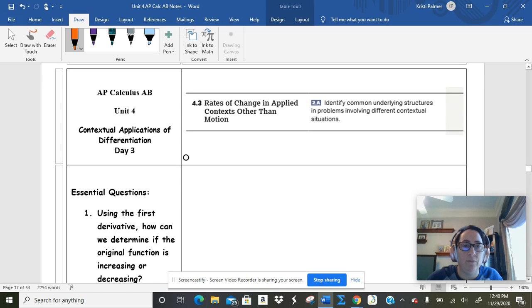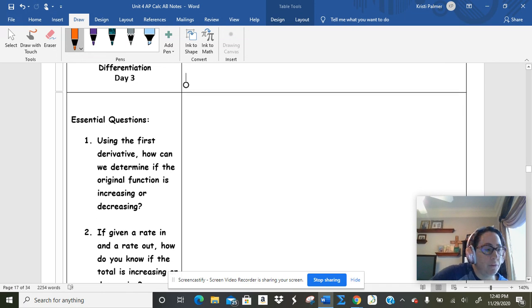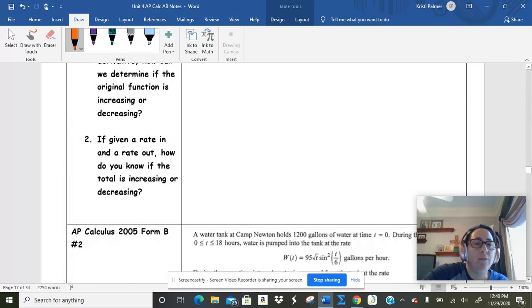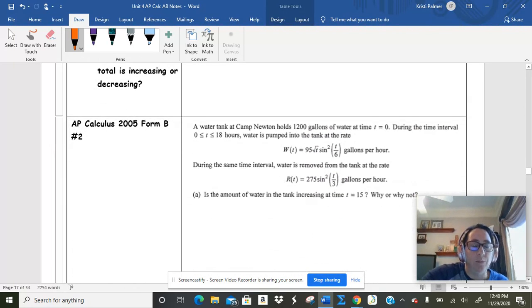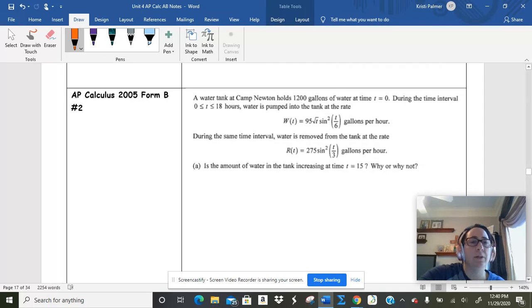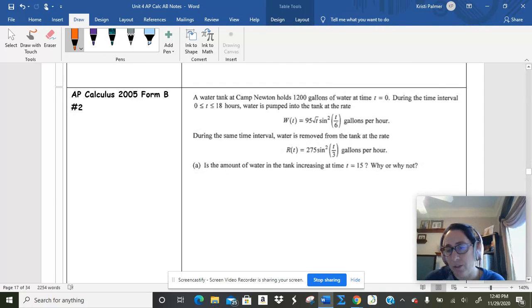Okay, we are on Unit 4, Day 3, and we're going to just kind of continue with all of those fun interpretations and motions, and this will be the last part of this, and then we're going to get to related rates, which is really cool, in 4-4. Anyway, so you kind of look at what you need to know for today, and we're really going to be focusing on this rate in, rate out that we talked about before. Okay, so we're going to start right into an AP question because we've done a lot of this pre-knowledge stuff.